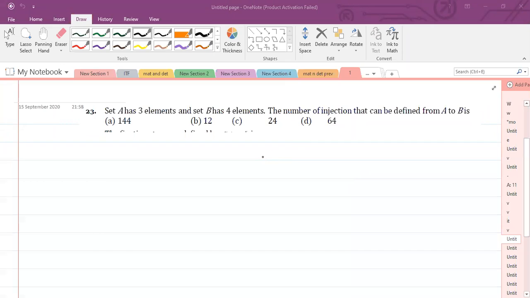Yes, it is a C. Okay, so we have the formula nPr. nPr means 4P3, which is equal to 4 into 3 into 2. So it is equal to this.